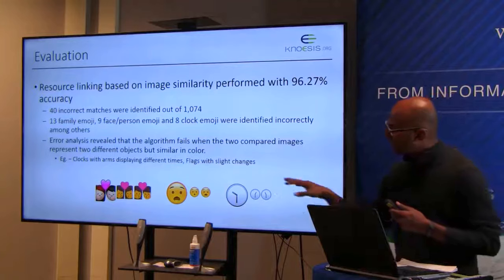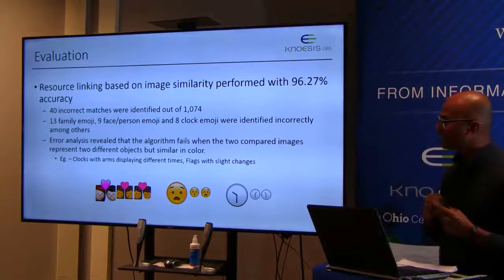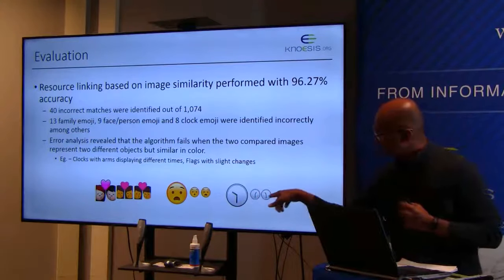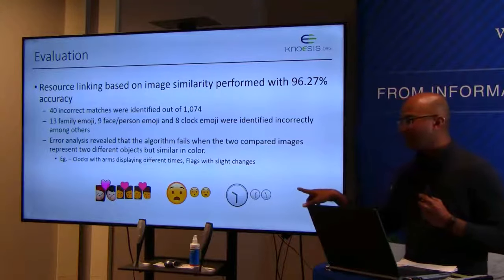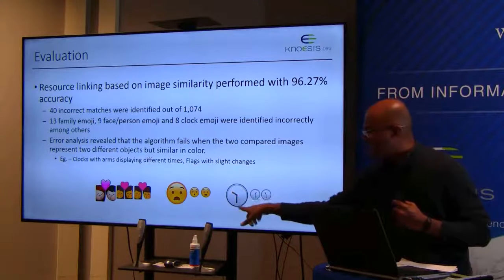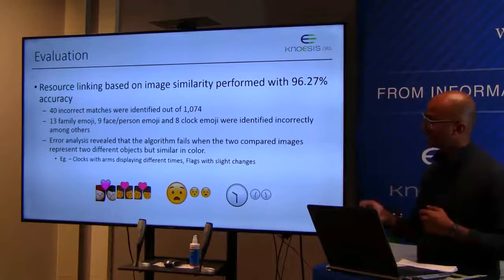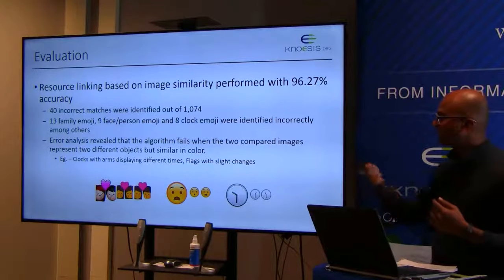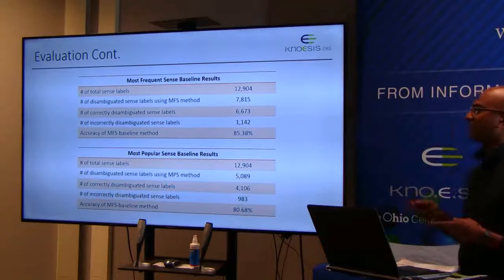And we also looked at when this algorithm failed, and we found out that the algorithm fails when there are very similar images with small differences. If you look at these examples, there are multiple clock emojis, but the arms are at different places. So the algorithm fails in cases like this. We had 40 instances like that, and our annotators corrected those instances in our final resource.